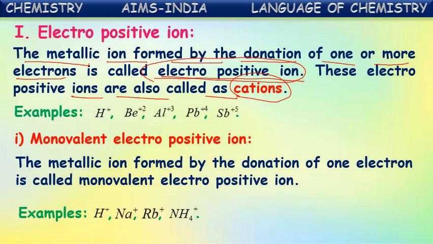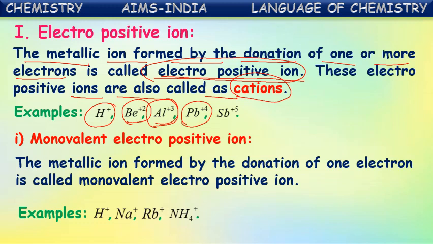Examples for these cations: H+, hydrogen lost one electron, so it gets one positive charge. Beryllium loses two electrons, that's why it gets Be2+. Al3+, aluminum loses 3 electrons, that's why it is Al+3. Lead, Pb, plumbum is the Latin name, and lead Pb+4.